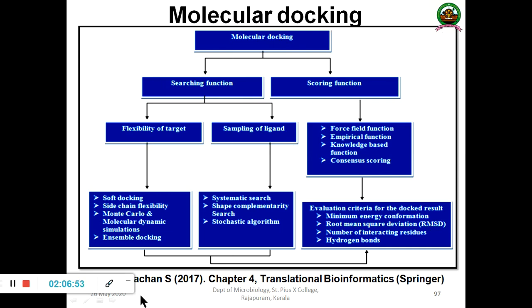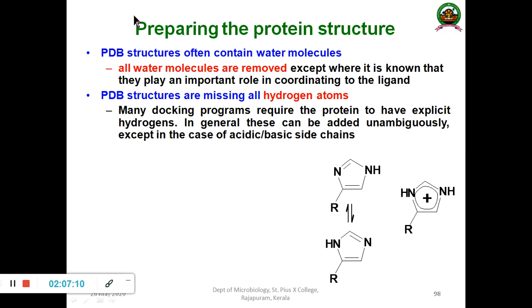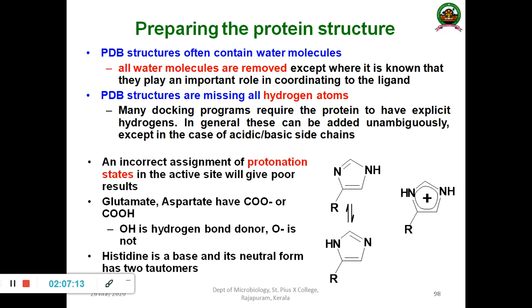So different types of process over here, and what are the main important scoring functions: force field scoring function, empirical scoring function, knowledge-based scoring function, and consensus scoring function, how it will be doing this particular process. So these are the things. Then when you are doing a docking, how to prepare the protein.